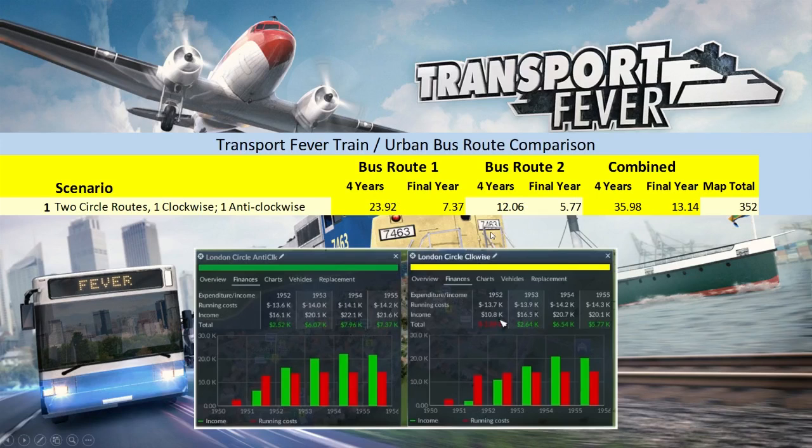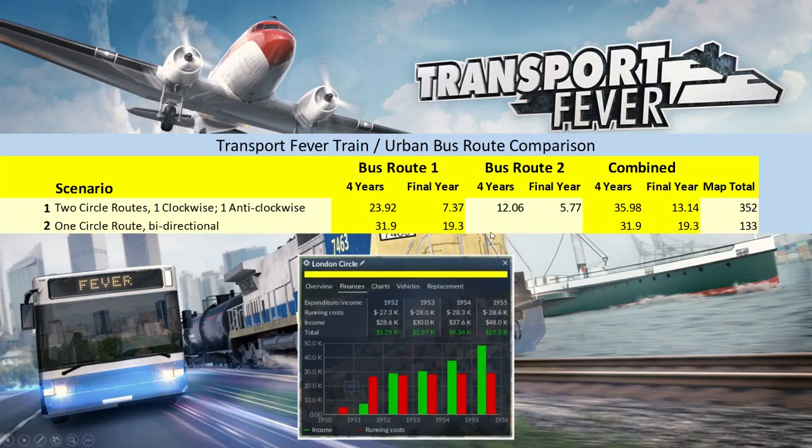Now, how does that compare to our second scenario, where we had just the one route, which is the way I've started doing it in Transport Fever, which is to have just one route going in both directions. So it starts off from train station, residential, commercial, industrial, back to the train station, and then goes back in the other direction, kind of like a traditional real world bus route, I imagine.